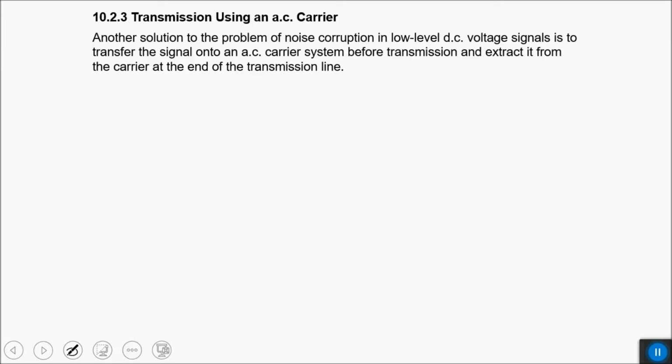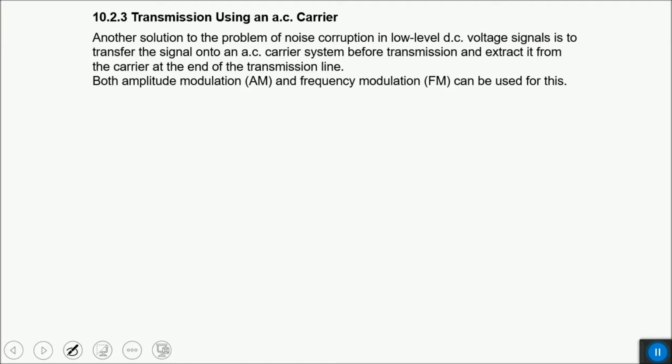Then there is another method to electronically transmit your signal, to solve the problem of noise corruption in low level DC voltages, and that is to transfer the signal on an AC carrier before transmission, and then extract it from that carrier at the end of the transmission line. This technique is called modulation of the carrier signal. There can be an amplitude modulation of the signal, and there can be a frequency modulation of the signal.